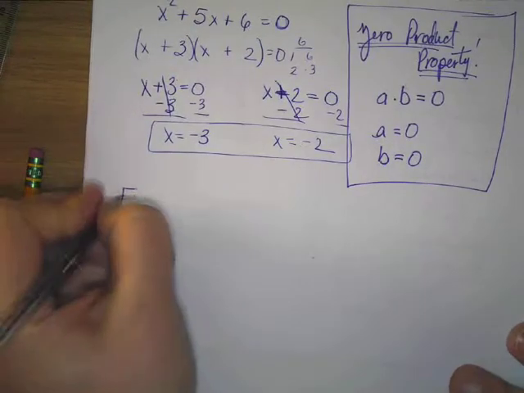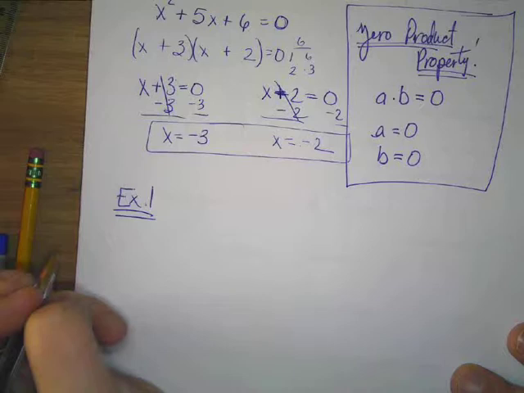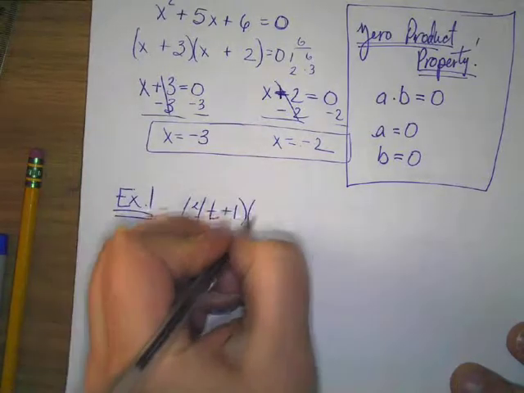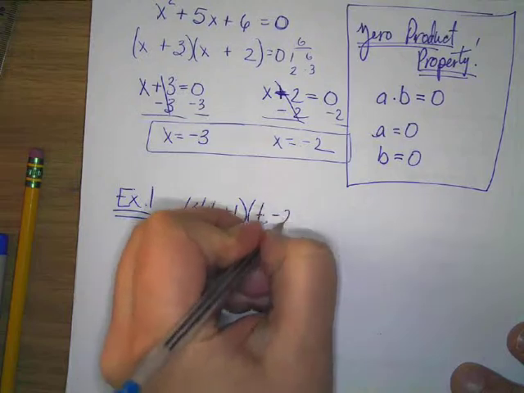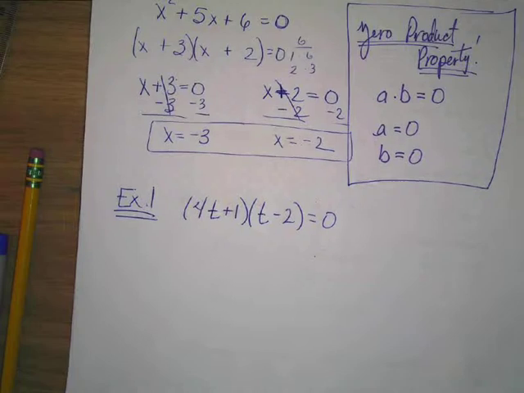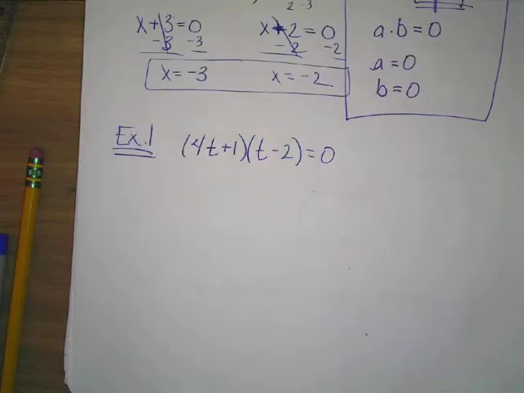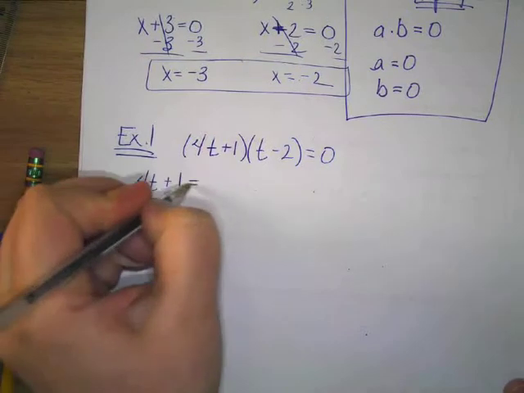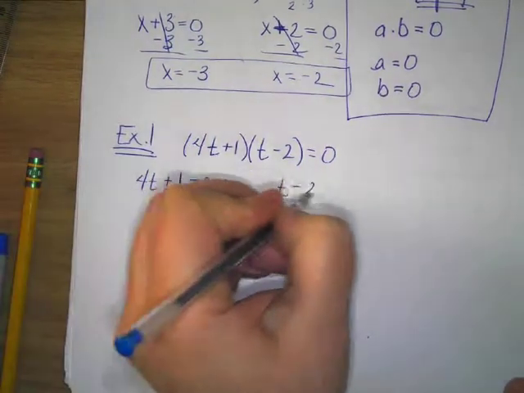So let's do an example. Now this is nice because they're going to have it pre-factored for us on this one. So what are the solutions to this? For solutions, I want to know what the variable equals. They gave it to us pre-factored, which was nice of them. We have two things multiplied together and it equals 0. So the zero product property tells me that either the first thing has to equal 0 or the second thing has to equal 0.